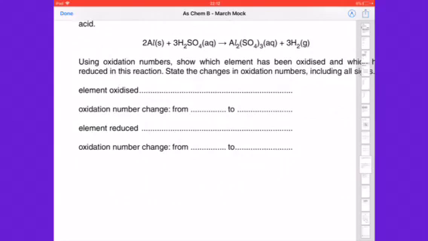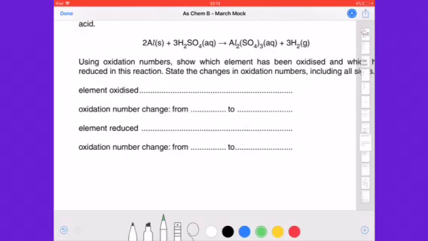With regards to the next question, you need to be able to identify the oxidation states of a number of different elements. The first one is aluminium. Now, on the left hand side of the equation, aluminium is in its elemental form and therefore has an oxidation state of 0. On the right hand side, aluminium is in aluminium sulfate. Because we know that the sulfate ion is 2 minus, and there are 3 of those, then both aluminiums together must be plus 6, and therefore one aluminium will be plus 3.